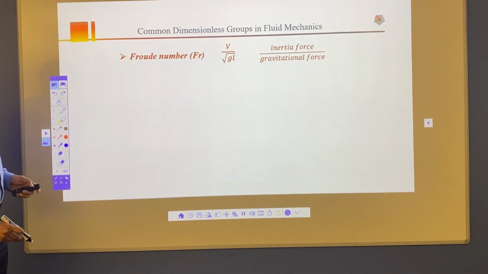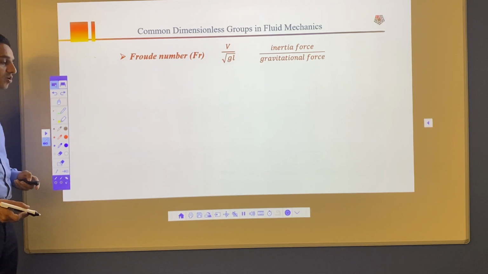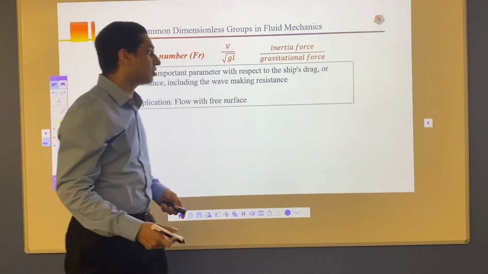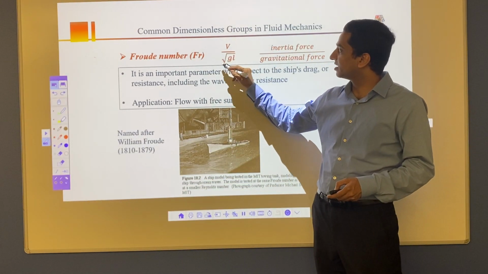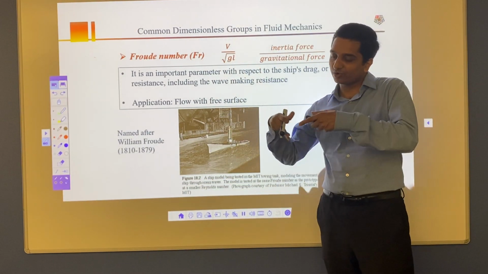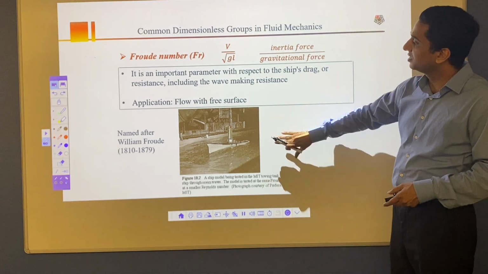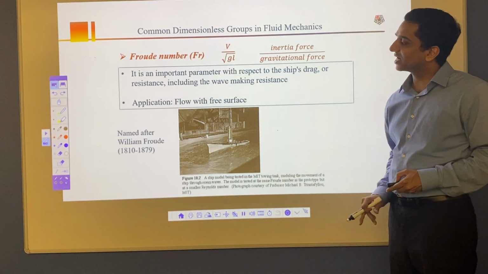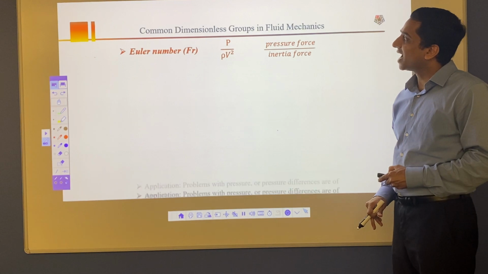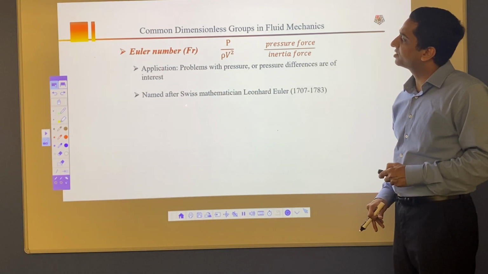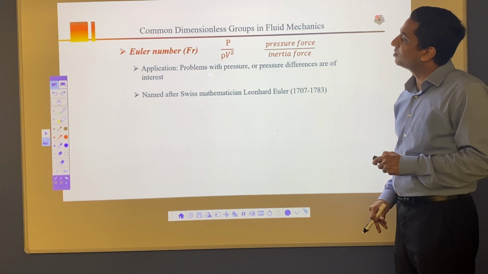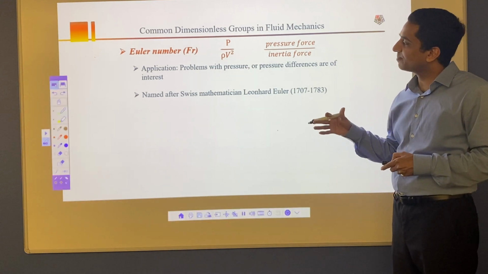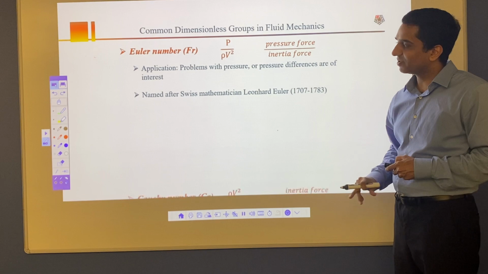Now, some other common dimensionless parameters. Froude number: if you are dealing with open channel flow or ship design, Froude number will play its role. Froude number is simply the velocity of the fluid divided by the square root of gravity times length, or gravity times depth of the fluid. That's your Froude number, named after William Froude. The Euler number is named after the Swiss mathematician Leonhard Euler. It depends on problems with pressure. If you are dealing with a very high pressure difference, Euler number will play an important role.